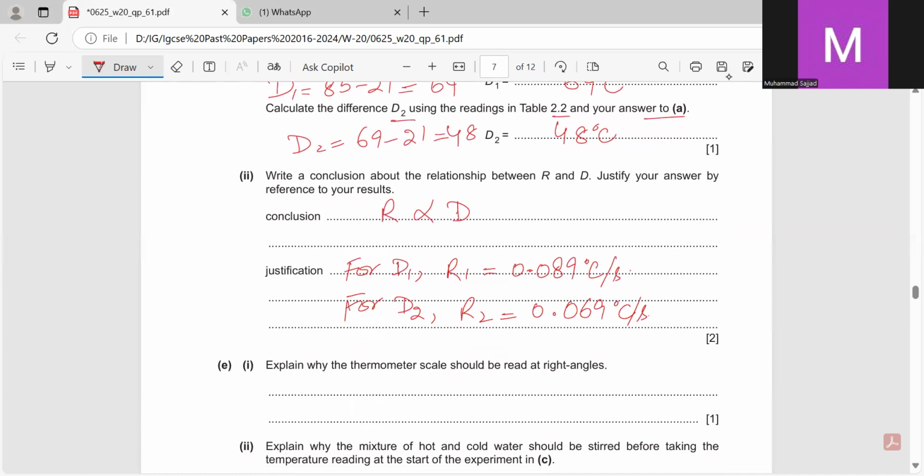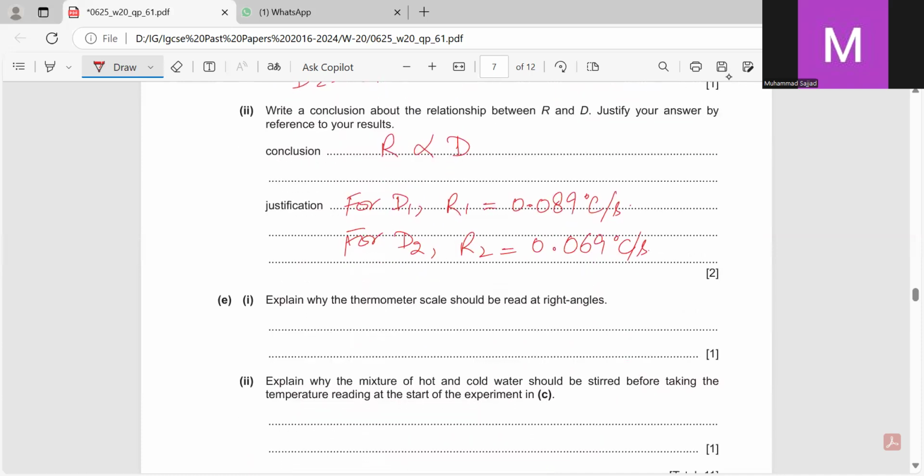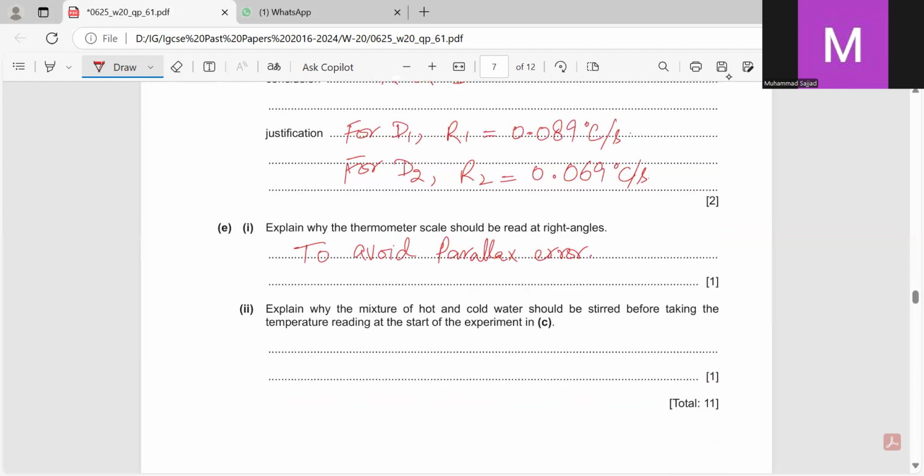Explain why the thermometer scale should be read at right angles. So when we are doing so, it means we are avoiding parallax error. And then explain why the mixture of hot water and cold water should be stirred before taking the temperature reading at the start of the experiment. See, when you are stirring it continuously before taking the temperature reading, it means the temperature reading will be uniform throughout the liquid.